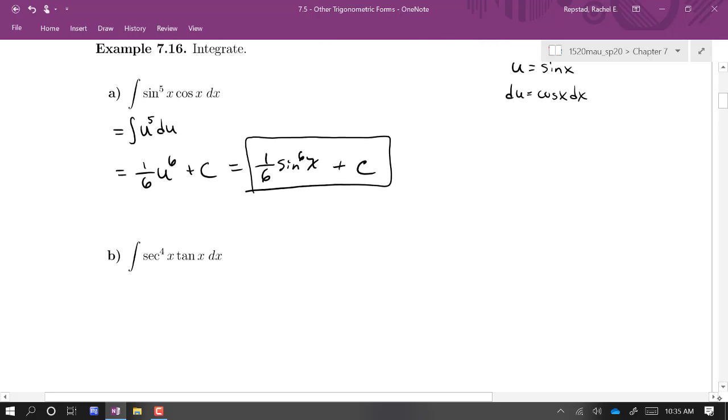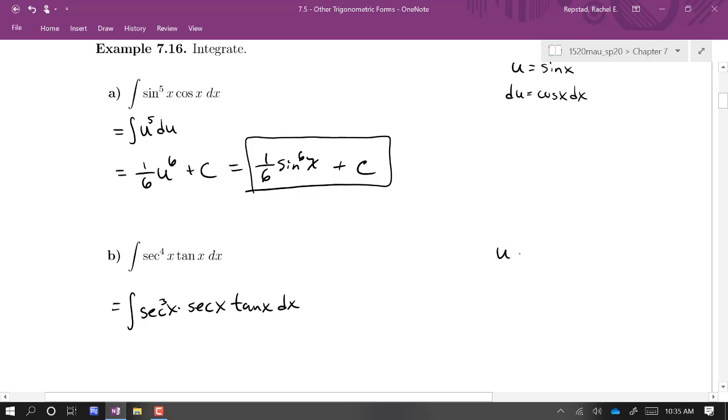In this next one, I'm going to start by doing a simple rewrite. It doesn't always occur to us to do this, but we have this secant to the fourth. That means we've got 4 factors of secant sitting there. I'm going to peel off 1 and tack it on at the end. So I'm going to write this secant to the fourth as secant cubed x times secant x. And then we have tan x dx. I do that because it helps me realize I've got this secant tan at the end. Secant tan is the derivative of secant.